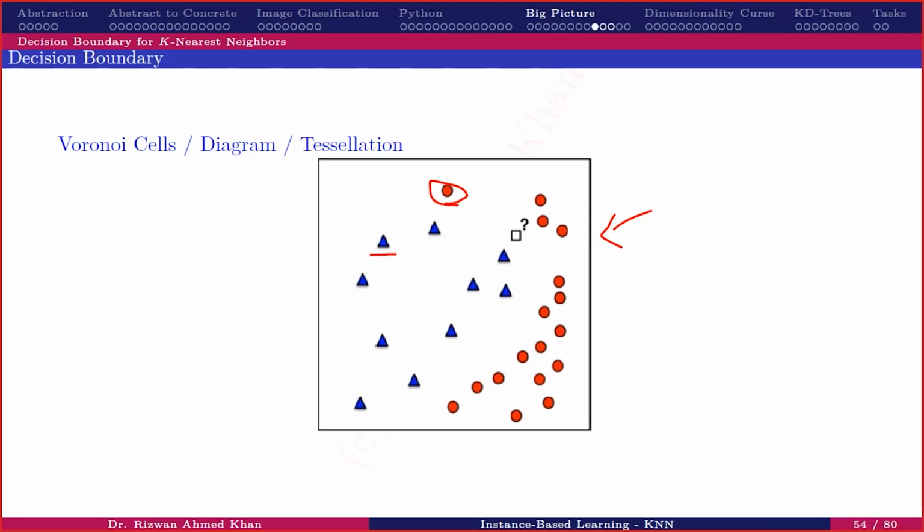Sir, can you repeat the question? I'm showing you this toy data set, right? And I'm asking, if k equal to 1, what kind of decision boundary will the k nearest neighbor classifier induce?